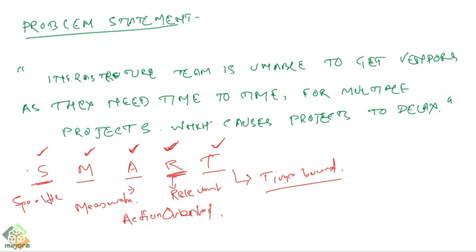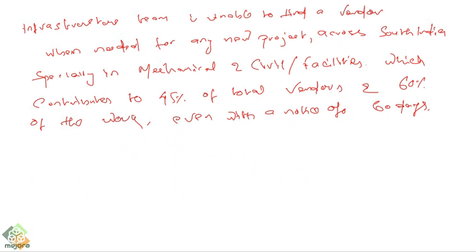So this is what the mail would have stated earlier. Infrastructure team is unable to get the vendors as they need time to time for multiple projects, which causes projects to delay, right? So here we have written infrastructure team is unable to find a vendor when needed for any new project across South India, especially in mechanical and civil facilities, which contributes to 45% of total vendor and 65% of the work, even with a notice of 60 days, right?